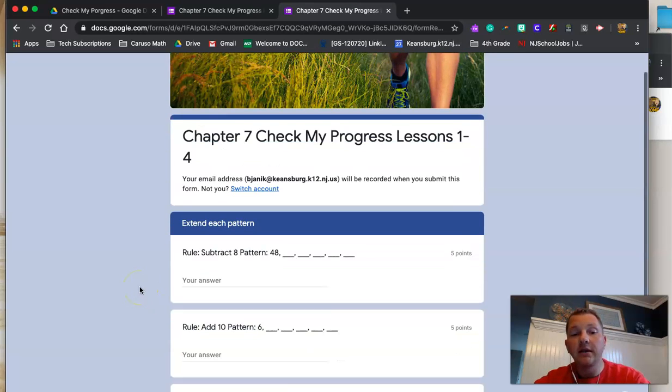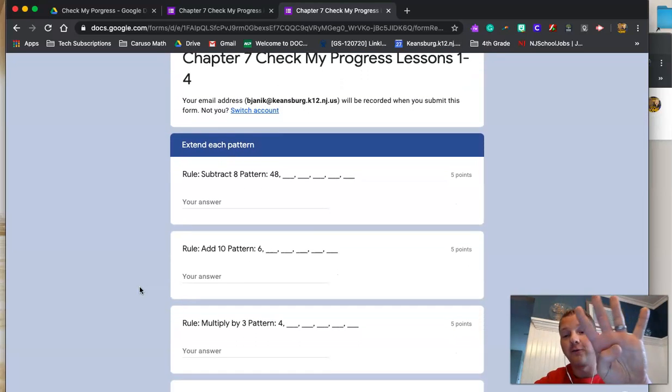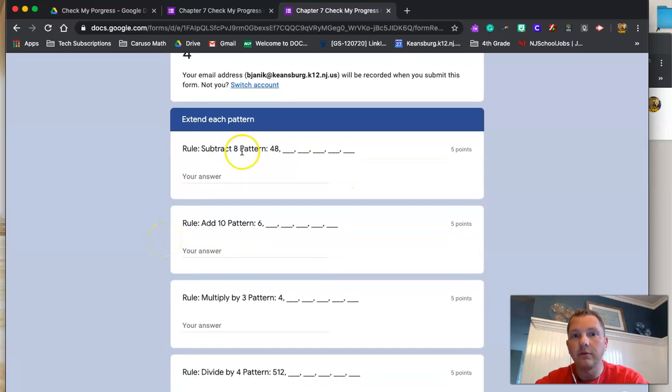For the next one, I'm telling you the rule, I'm giving you the pattern, I want you to tell me the next 4 terms. So the rule is subtract by 8. The pattern is it starts at 48. Where do we go from there? 4 terms. When you type them out, type a comma, then a space.